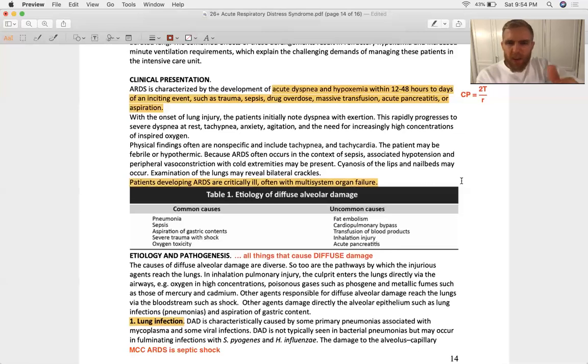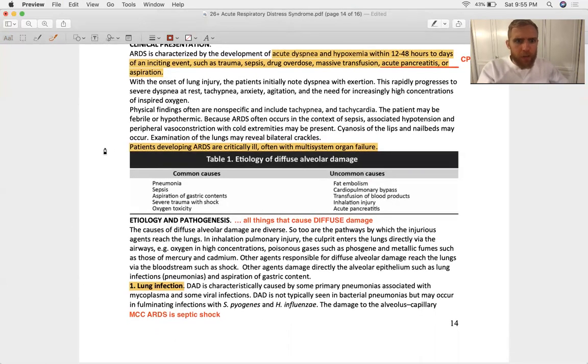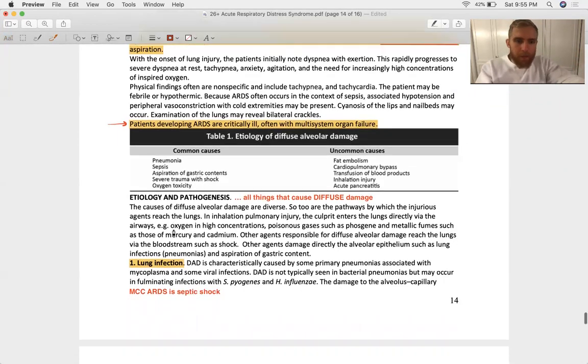Symptoms: acute dyspnea, hypoxemia. Again, you can test for causes of these things fairly quickly. Acute pancreatitis is something that's very specifically correlated with respiratory distress. I'm not too sure why. And then patients developing ARDS typically have something else going on, right? It's never just, oh, respiratory distress right out of the blue. No, no, no. And that's what we were about to talk about.